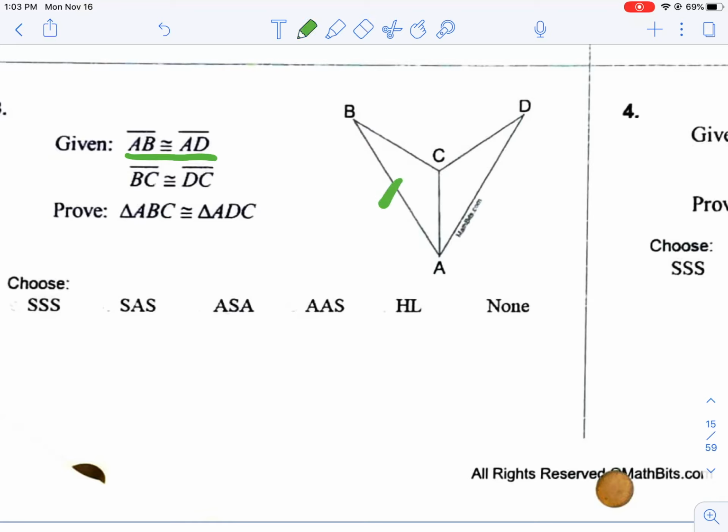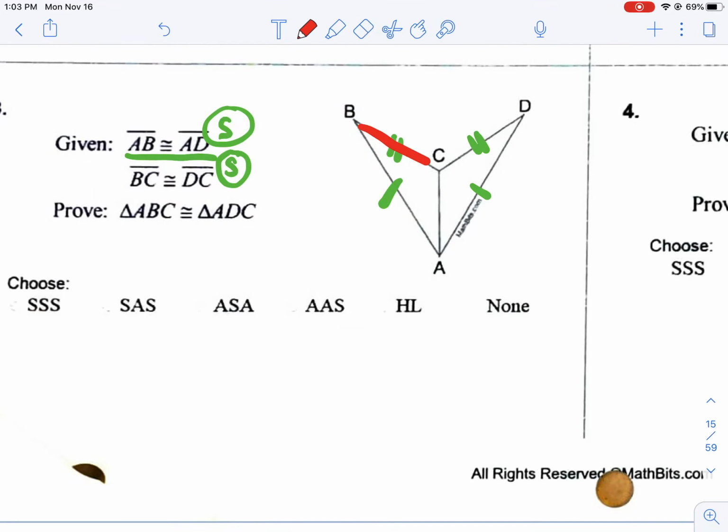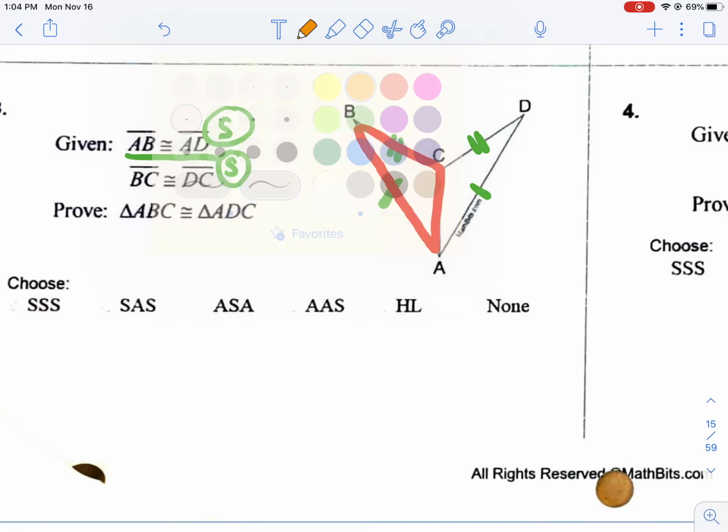So let's mark this up. AB is congruent to AD. BC is congruent to DC. Oh no, but Dr. Conklin, you say, we only have 2 congruent sides. But wait, look at this, guys. I'm gonna just outline for a second this triangle. Then I'm gonna do the same thing over here.